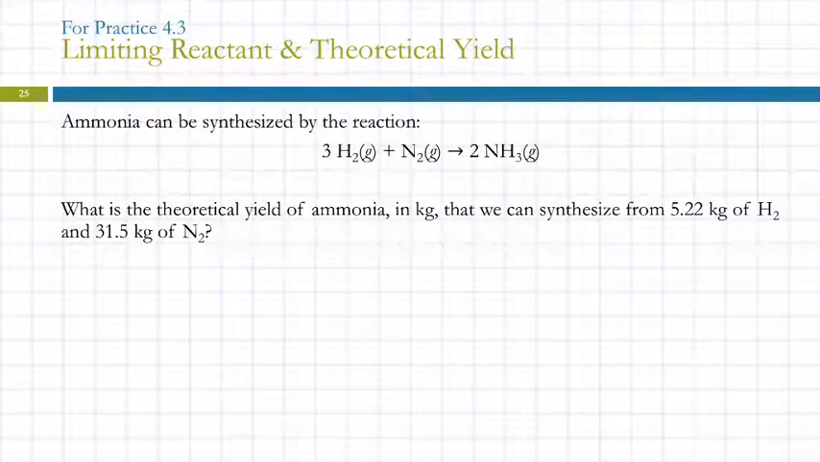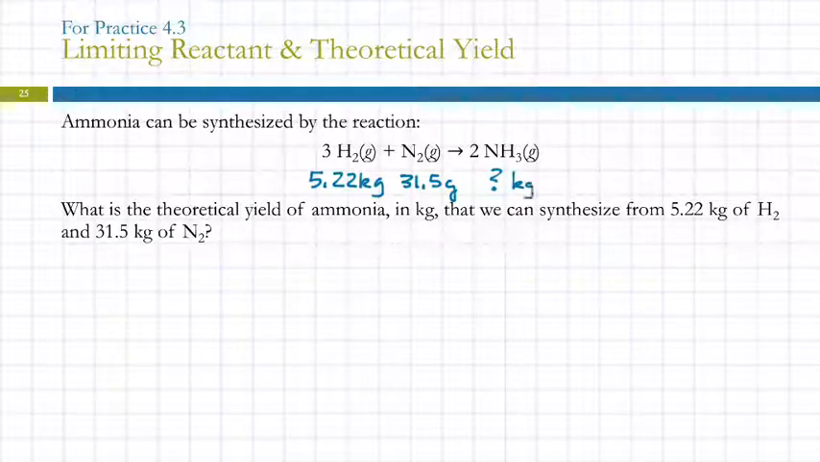Let's do an example. Ammonia can be synthesized by this reaction. What is the theoretical yield of ammonia in kilograms that we can synthesize from 5.22 kilograms of hydrogen and 31.5 kilograms of nitrogen? So I'm going to use the balanced chemical equation to organize this information. They tell me I have 5.22 kilograms of hydrogen, so I'm going to write that in there, and 31.5 kilograms of nitrogen. What is the theoretical yield of ammonia in kilograms? So question mark, kilograms.